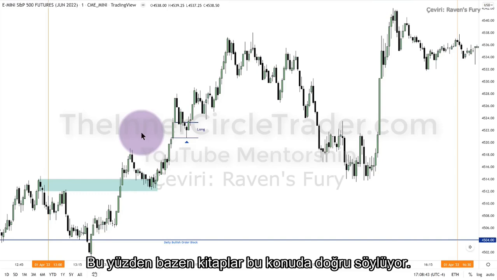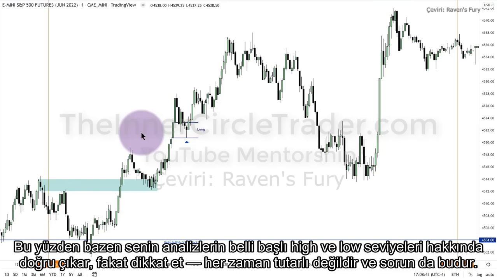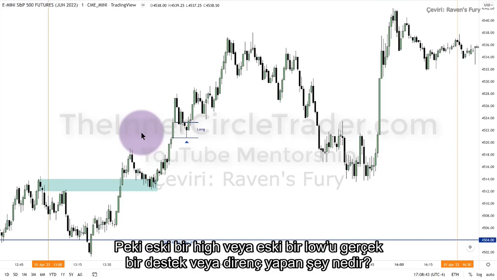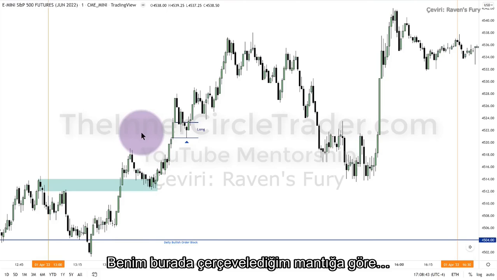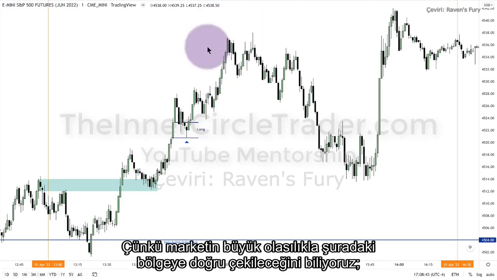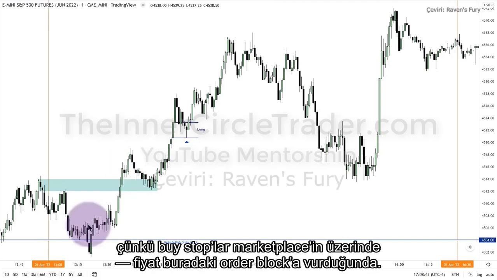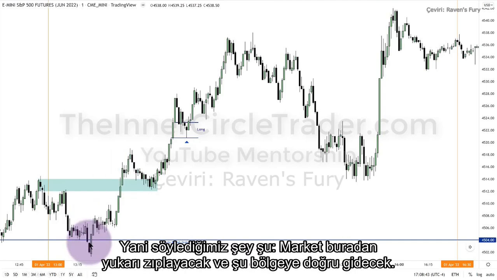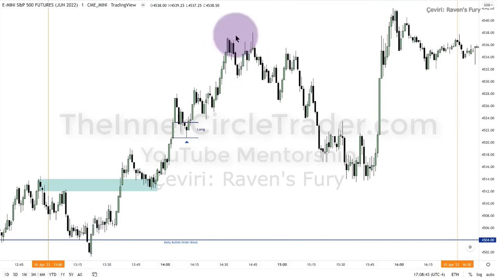That's why sometimes the books have it right. That's why sometimes your analysis will be right about specific key highs and lows. But notice they're not always consistent, and that's the problem. So you want to know what makes an old high or an old low real support or resistance, when you have the logic of what I'm framing here, because we know the likelihood that the market's going to draw up into this area here, because that's where the buy stops are resting above the marketplace when it hit the order block down here. So what we're saying is the market's going to bounce from here up into this vicinity here.